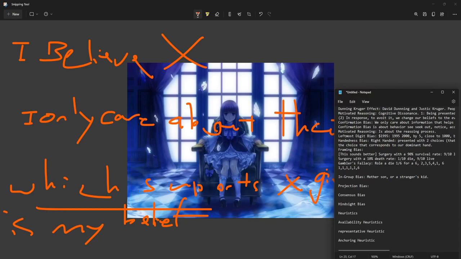And then, of course, we have projection bias. Projection bias is we assume people think like we do. And then we have consensus bias. Be very careful about people who have consensus bias, okay? They assume that your opinions are the majority.